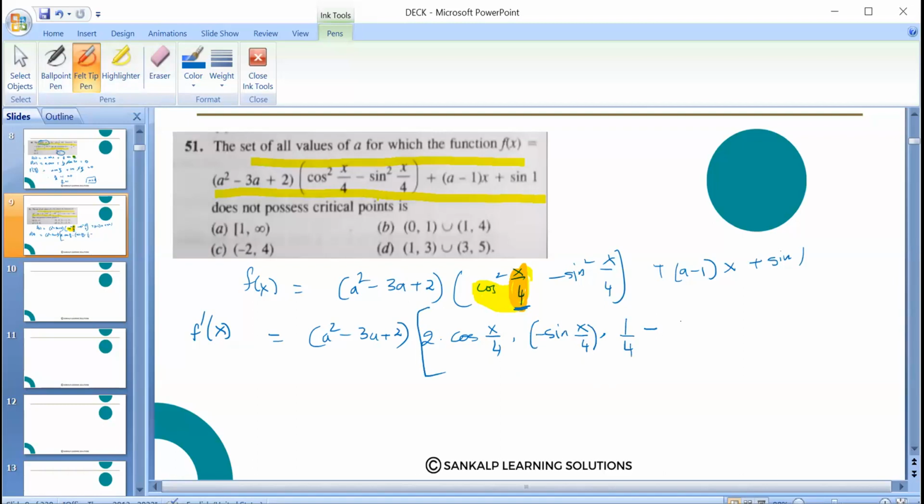Derivative of square is 2 sine x by 4. Derivative of sine is cos x by 4. Derivative of x by 4 is 1 by 4. Then plus a minus 1 into x. Derivative of x is 1.